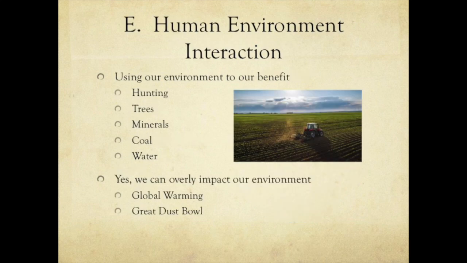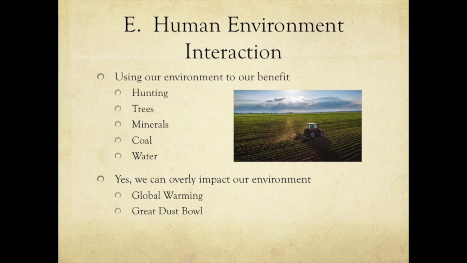Our last sublet of geography is human environment interaction. So think of it this way: it's the humans using their environment for their benefit, and it can also be humans destroying their environment as well. So we are using our environment, but it's not always a positive interaction. Some of the things that we do, we hunt. How many of you hunt or even fish? There's an example right there. If you're out there and you use the meat of the animal, whether it's the deer or the fish, that's an example of human environment interaction.